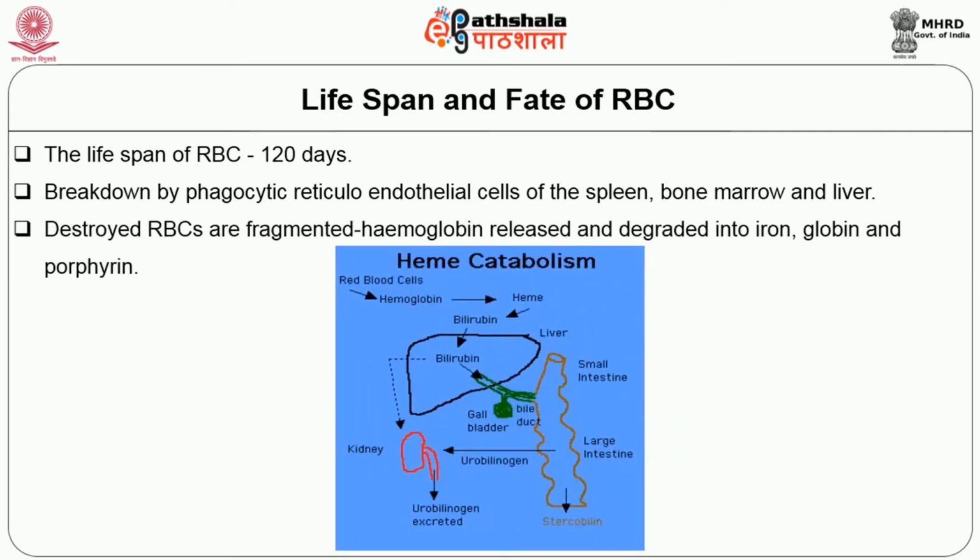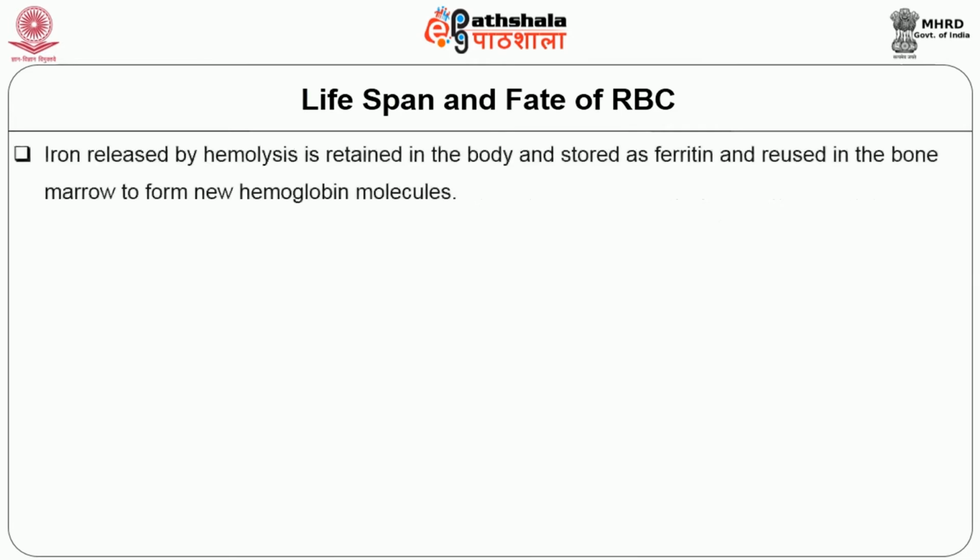From the fragmented parts, the hemoglobin is released and degraded into iron, globin, and porphyrin. The iron that is released by hemolysis is retained in the body and stored as ferritin and reused in the bone marrow to form new hemoglobin molecules. The porphyrin is degraded and forms the pigment called bilirubin.